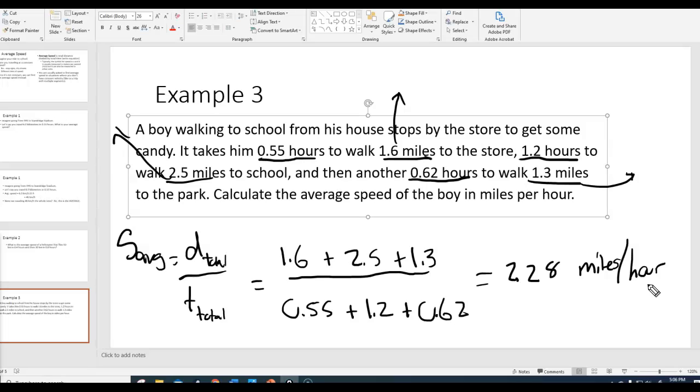Sometimes you'll see a question that says round your answer to one decimal place. This has two decimal places. So if I want to round this to one decimal place, I would round it up to 2.3 miles per hour. Always pay attention to what the question is asking you to find and make sure you have the correct number of decimal places. So that is how you do average speed calculations, pretty basic.